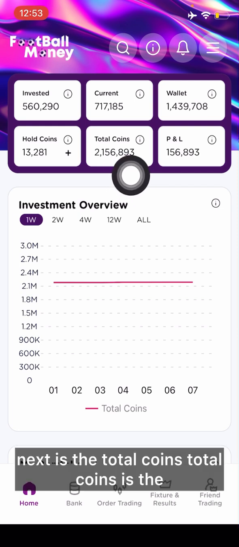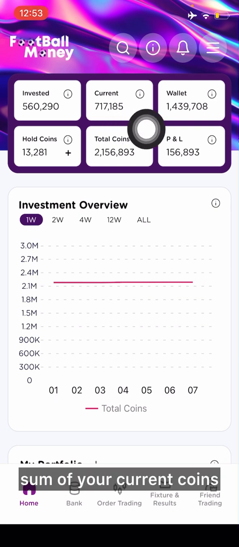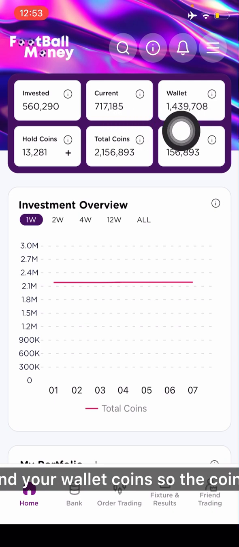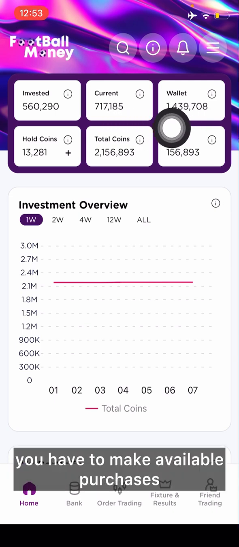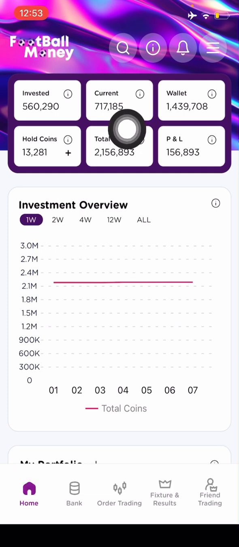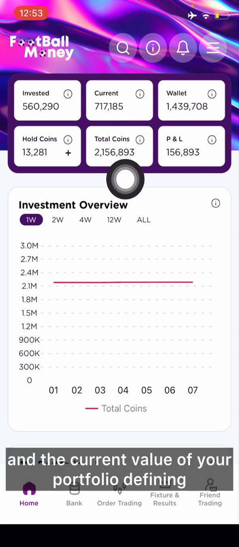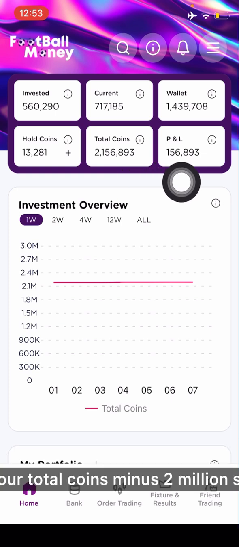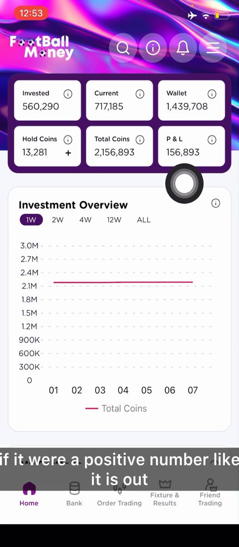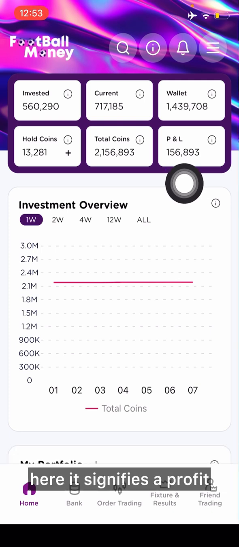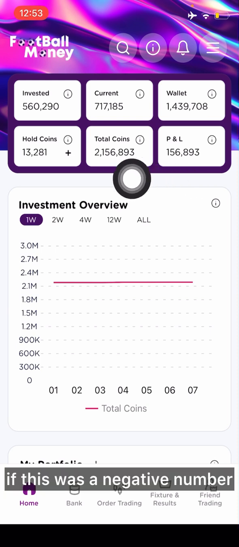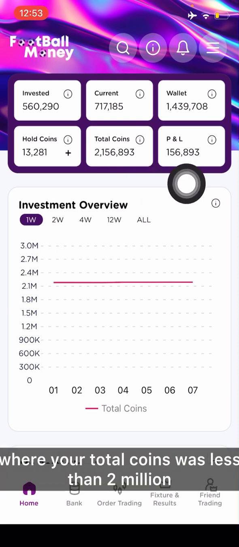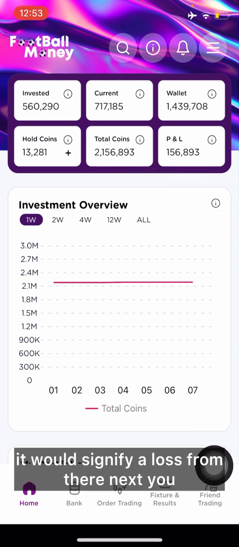Next is the total coins. Total coins is the sum of your current coins and your wallet coins. So the coins you have to make additional purchases and the current value of your portfolio, defining your net worth as total coins. Your PNL is your total coins minus 2 million. So if it were a positive number like it is out here, it signifies a profit. If this was a negative number where your total coins was less than 2 million, it would signify a loss.